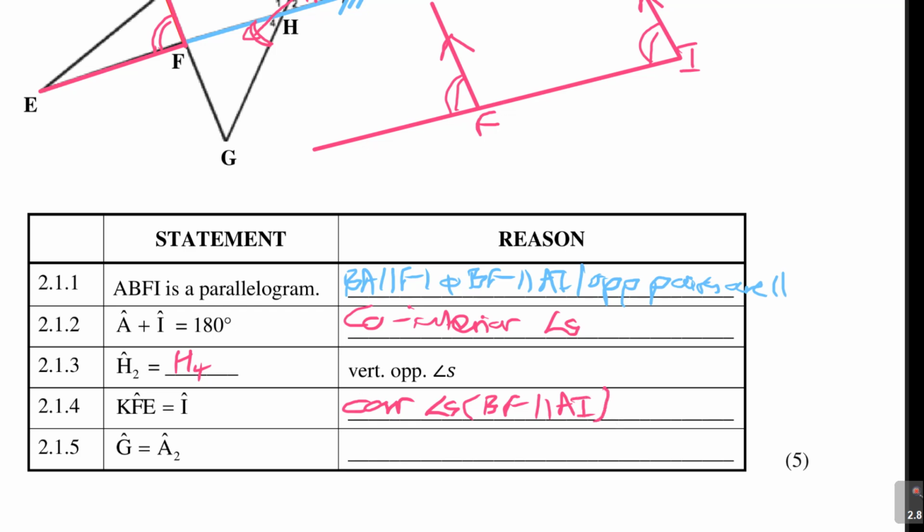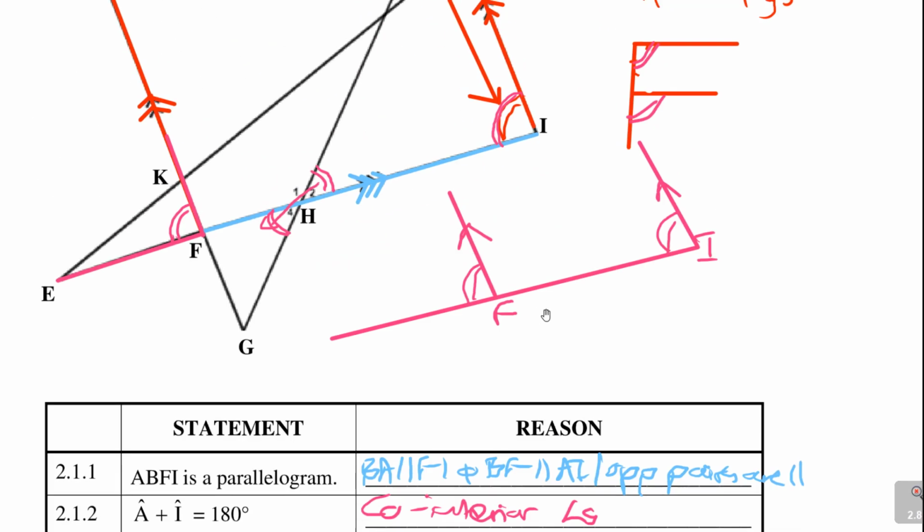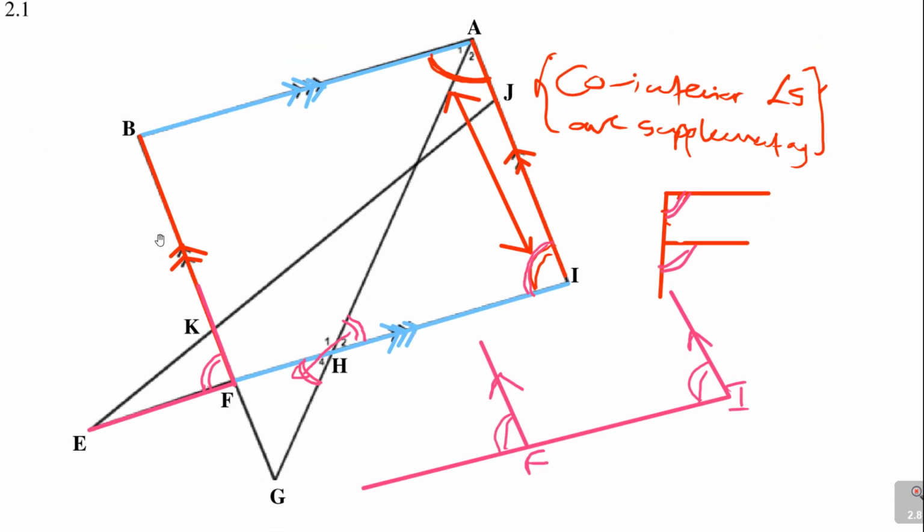And then we go lastly to 2.1.5. In 2.1.5, what are they saying? Angle G is equal to A2. Let's check that. Angle G, there is G here. Angle G, let me use this one. Angle G is this one. Is equal to angle A2. Let's remove that. Angle A2.